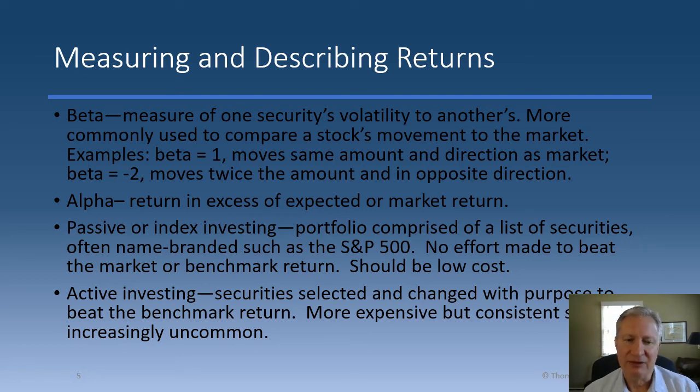Passive or index investing uses this beta measure to imitate the market. It's a portfolio comprised of a list of securities, often brand named like the Standard & Poor's 500. No effort is made to beat the market or the benchmark return. Passive or active portfolios should be low cost. You are getting the market return. You're not trying to buy and sell securities to beat the market. You're trying to get the market return. And it might not just be the S&P 500. It might be the NASDAQ, or it might be the Wilshire 4000, or it might be the FTSE, or a South American or Southeast Asian index. So there are a variety of returns.